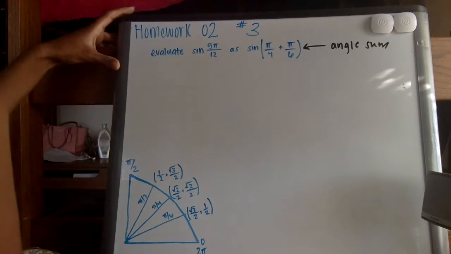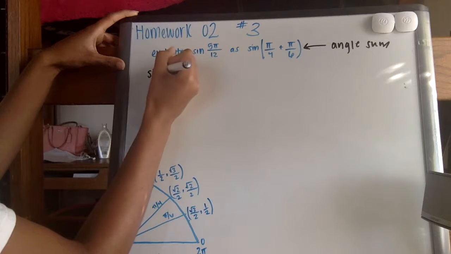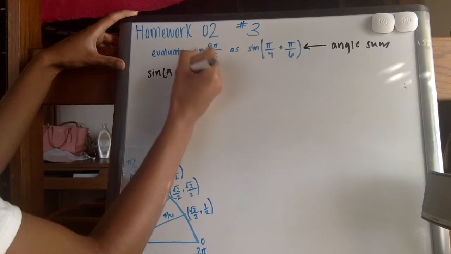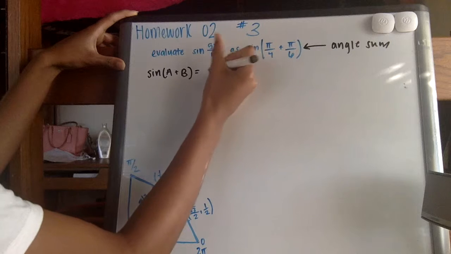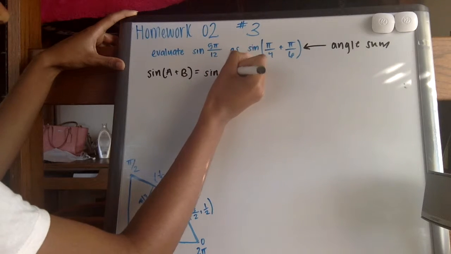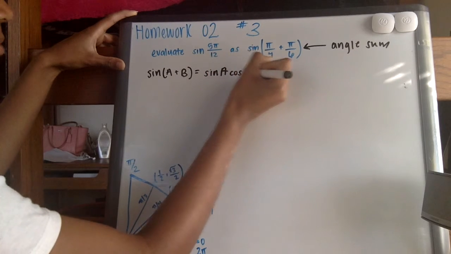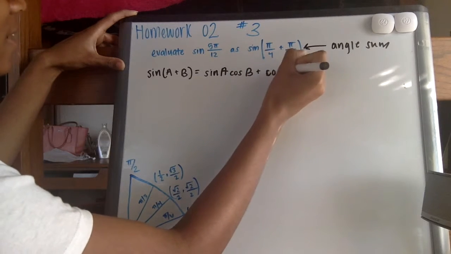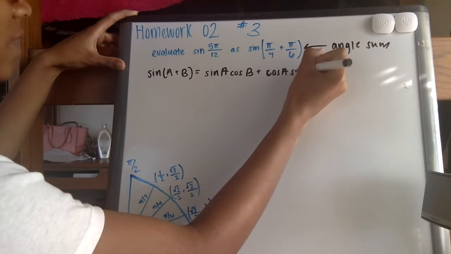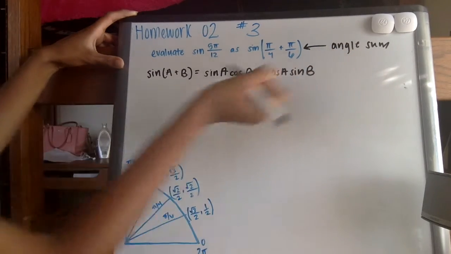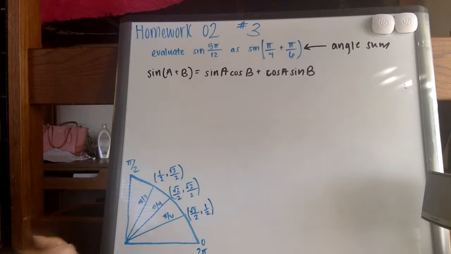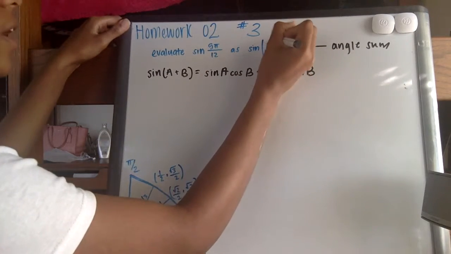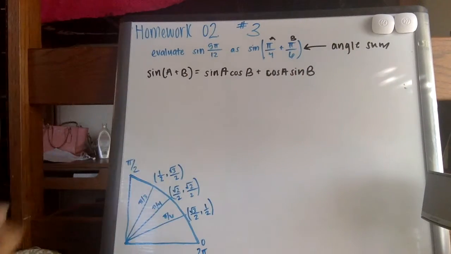Basically that formula tells us that sine of A plus B equals sine of A times cosine of B plus cosine of A times sine of B. It tells us that these two are equivalent. And so we already have our two that we're going to use, which is A and B. A is going to be pi over 4 and B is going to be pi over 6.